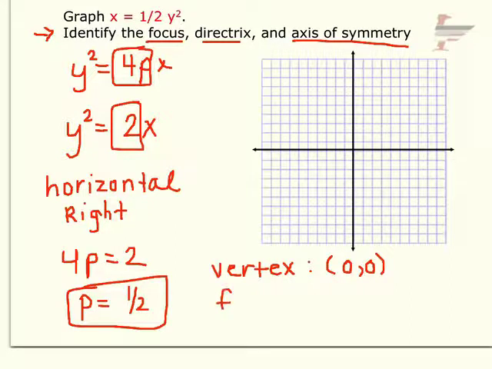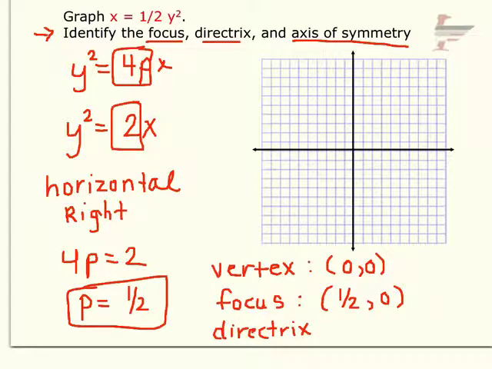My focus point is p units from my vertex. In this case, since it's horizontal, I'm going to go to the right 1/2 unit, because that's what p is, so it's going to be at (1/2, 0). And my directrix line is always the opposite direction of my focus point, so I'm going to go to the left 1/2 unit, and that's going to be a vertical line since my parabola is horizontal, so that's going to be x equals -1/2.